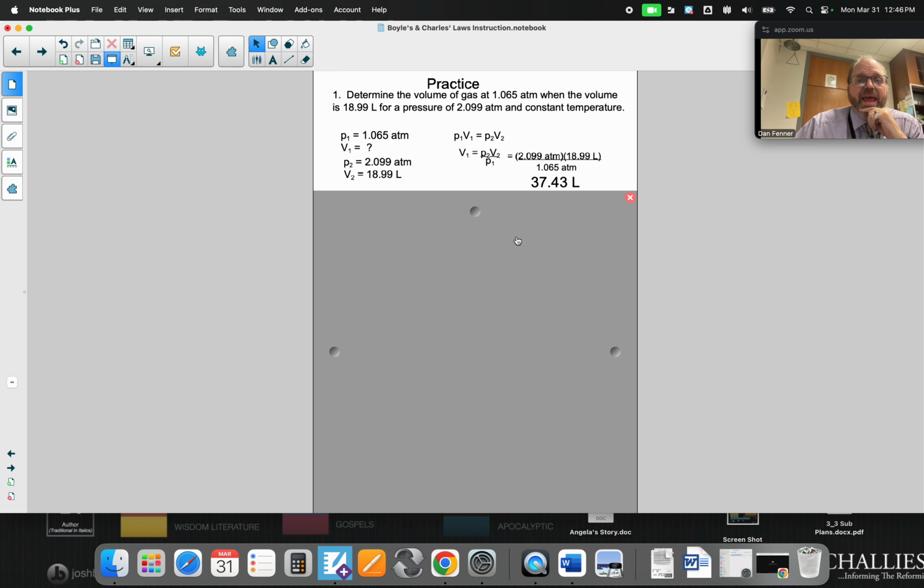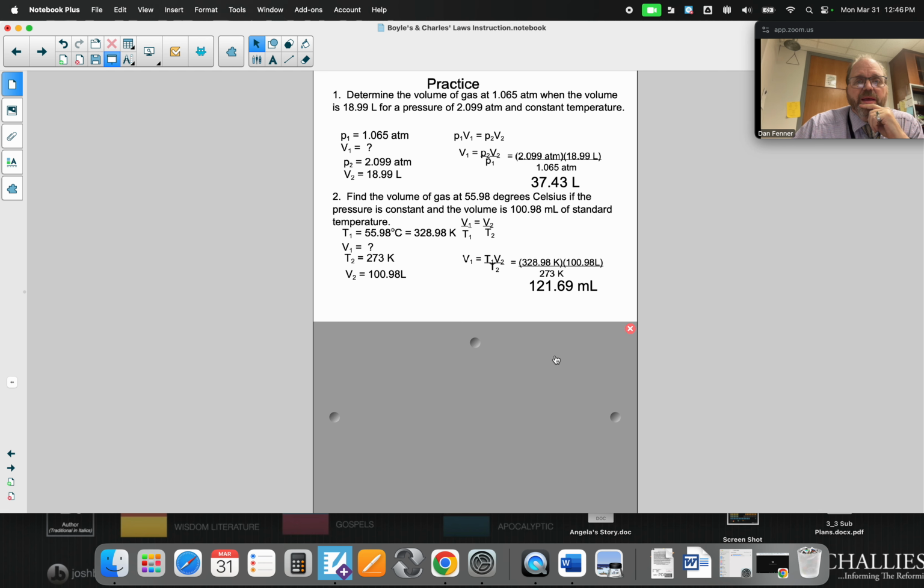Very good. And then for the second one there, all right, for this one, V1 over T1 equals V2 over T2. Temperature increases, so my volume should increase, and it did.